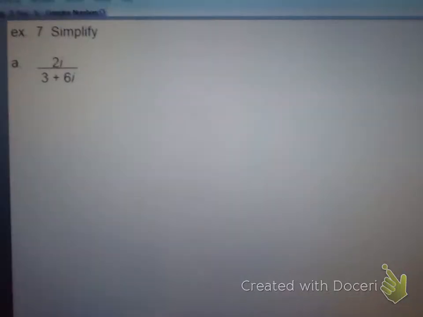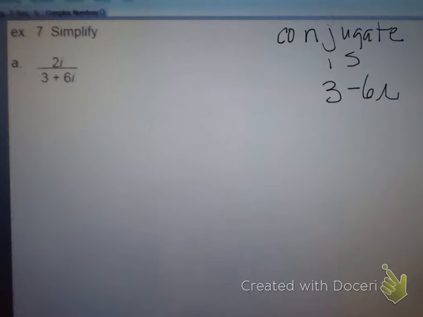Example 7. We cannot have imaginary numbers in the denominator, so we have to do whatever it takes to get rid of it. When you have more than one term in the denominator, to get rid of the i, you would multiply by the conjugate. The conjugate is a fancy word for the opposite. So the conjugate of 3 plus 6i is 3 minus 6i. So I am going to multiply the denominator by 3 minus 6i.